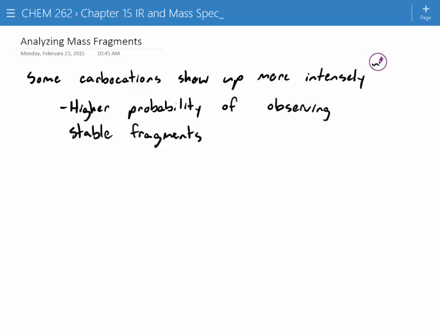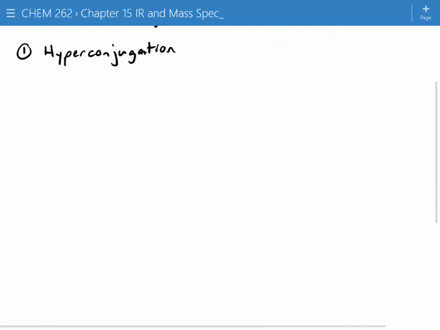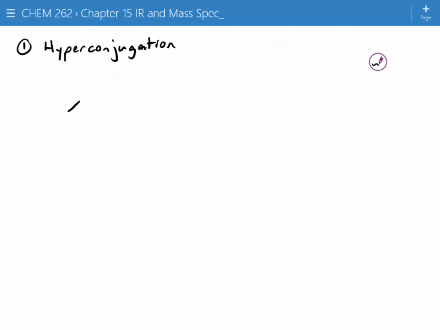There's a couple different things that can stabilize these carbocations. The first one is hyperconjugation. So if we think back to first term and we talked about the stability of carbocations, we said that tertiary carbocations are more stable than secondary carbocations. These are much more stable than primary carbocations, and these are much, much more stable than a methyl carbocation.